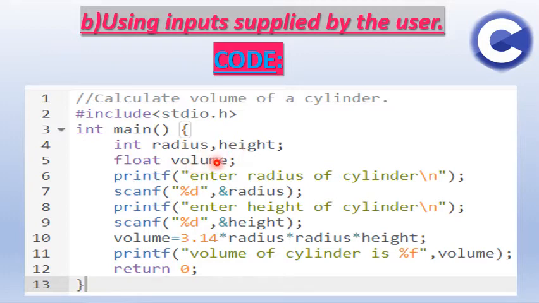Then float volume; semicolon. Here also I have declared a new variable named volume under the data type float because volume can carry decimal values.